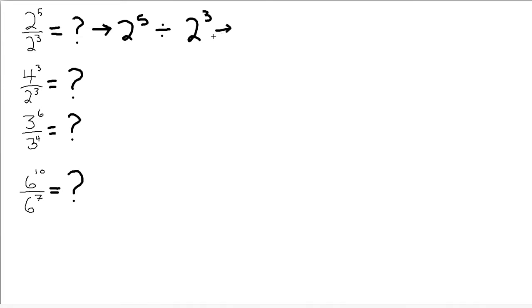In this instance, basically what we're going to want to do is just keep the 2, but take the exponents. We're going to actually subtract the exponents from each other. So 5 less 3. And 5 minus 3 is 2. Nothing too complicated. So that's 2 squared, which is going to be equal to 4.